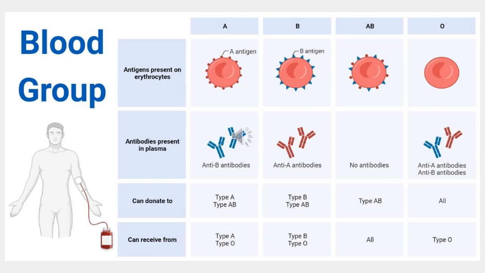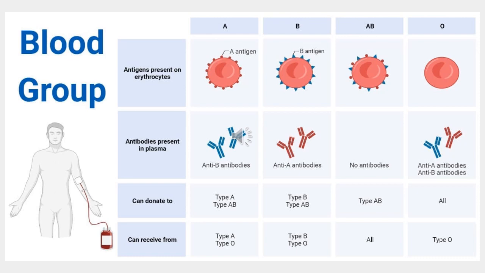So when we look at blood types, we look specifically about the donor type and the recipient. Type A blood can donate both type A and type AB. Type B blood can donate to both type B and type AB. Type AB can donate only to type AB, and type O can donate to all.